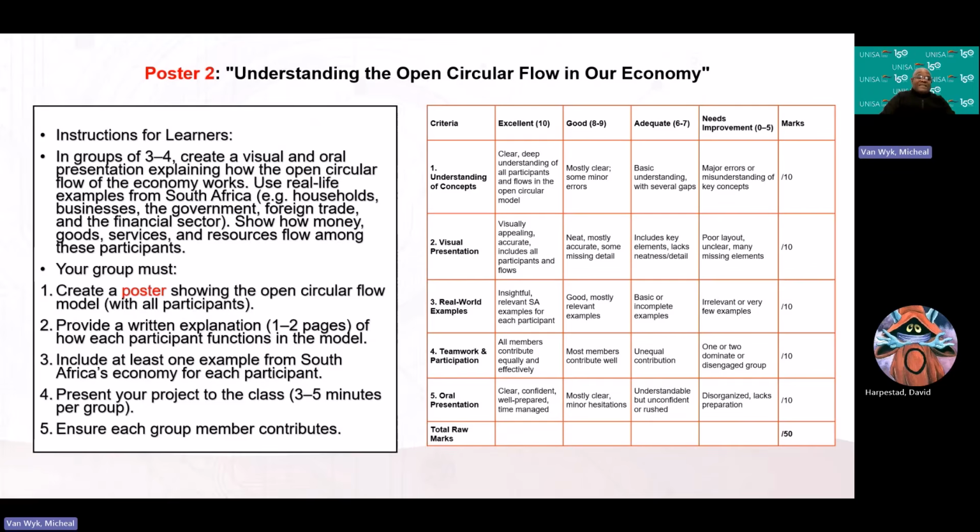Then you also need to present your project poster to the class. You will get between 3 and 5 minutes, and 5 minutes is very, very fast, so each group needs to contribute. You can see my rubric on the right-hand side. There are 5 criteria and 50 marks. I like to give my learners in my classroom the rubric upfront, so they know how I will assess this project. I hope you will enjoy it. I am looking out for this project and the poster.